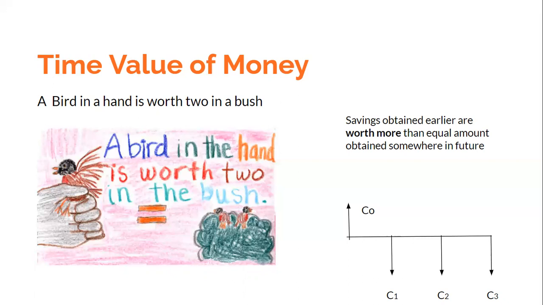So that is the meaning of this proverb also, that a bird in hand today is worth more sometimes than even 2 birds which you'll be getting in the future. Okay, so the concept of time value of money is that we should value the money which you would be getting today, right?